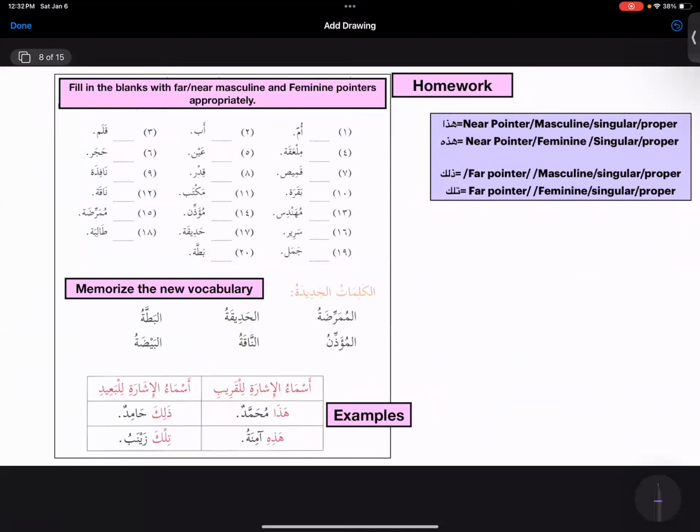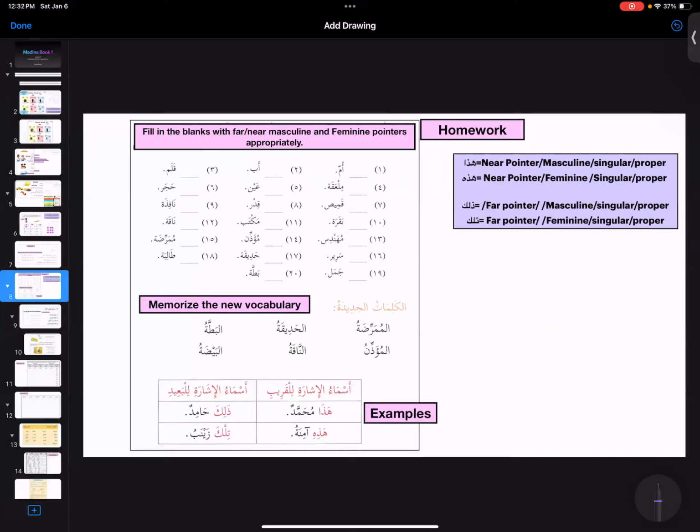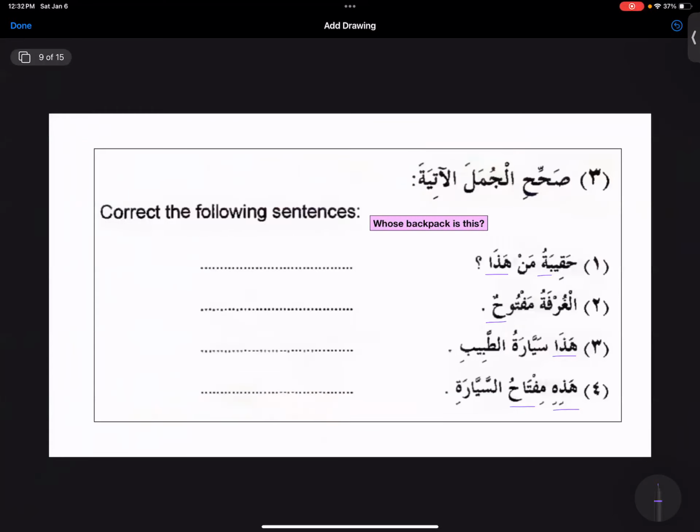Okay, now same thing over here. We already did that, so this is basically the new part. You can easily put your pointers over here. And I really want you guys to memorize all the vocabulary that we have so far in different lessons. We need to memorize them. That is going to make you guys strong, inshallah.